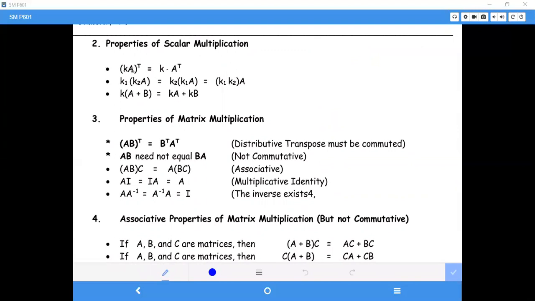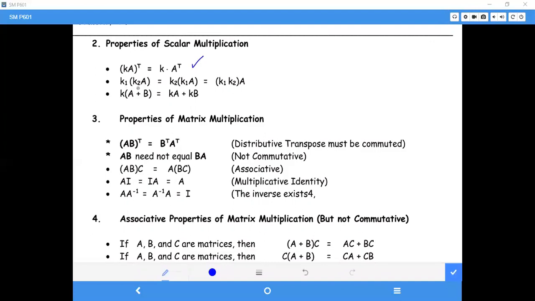So this guy, if you have k times A, k is a constant, k is a scalar. You multiply with A and you transpose it. It is equal to k multiplied with A transpose. It means transpose before multiplying with k is the same as multiplying with k first and then transposing later. So you have to use it sometimes in the exam, right?